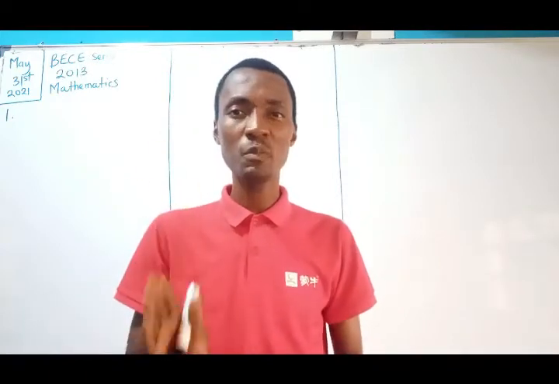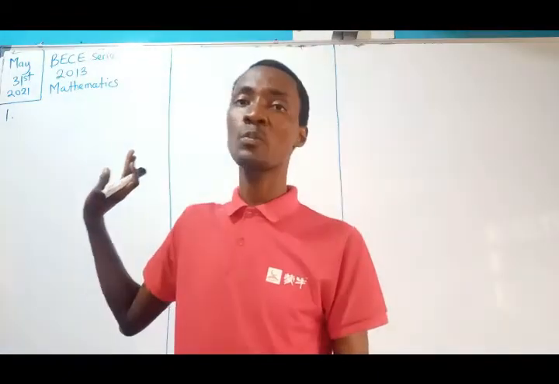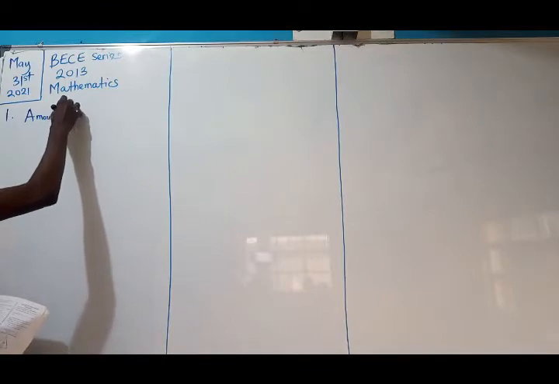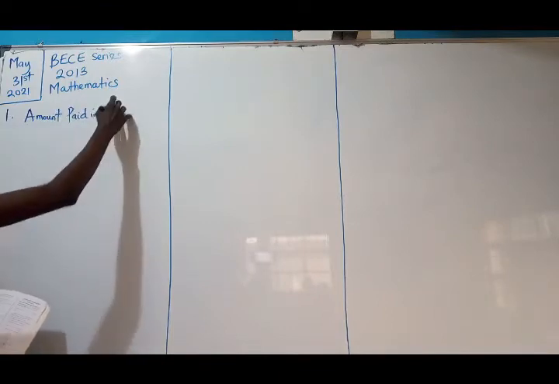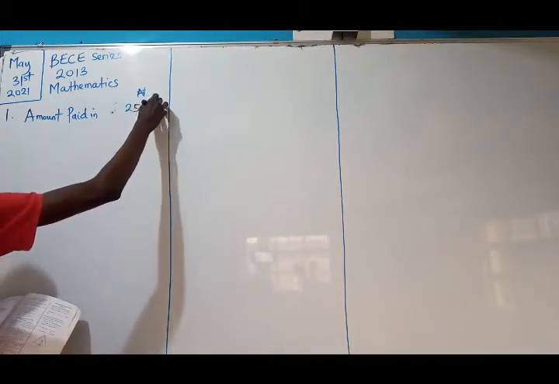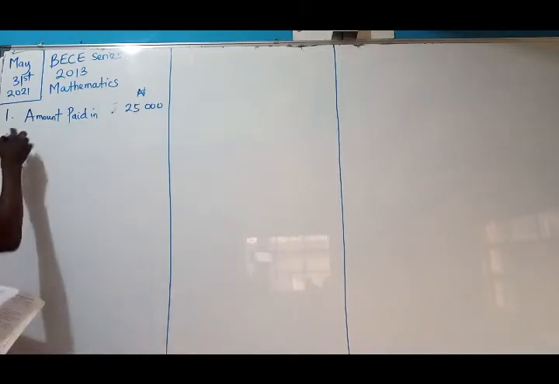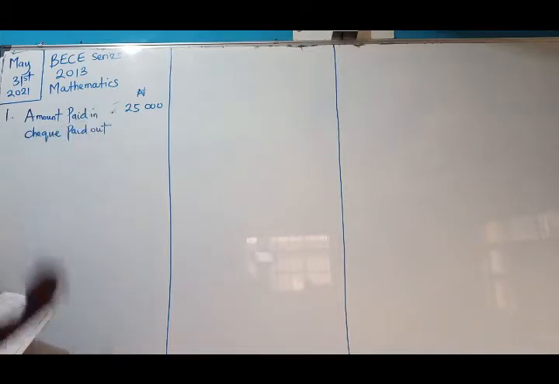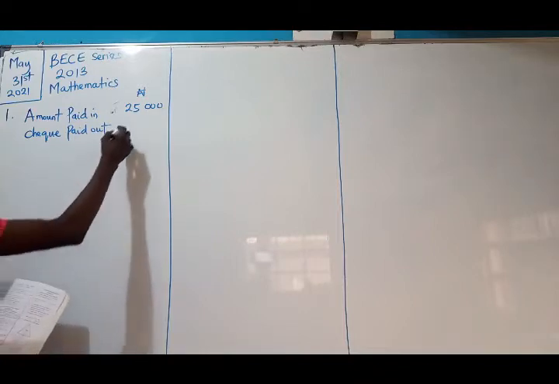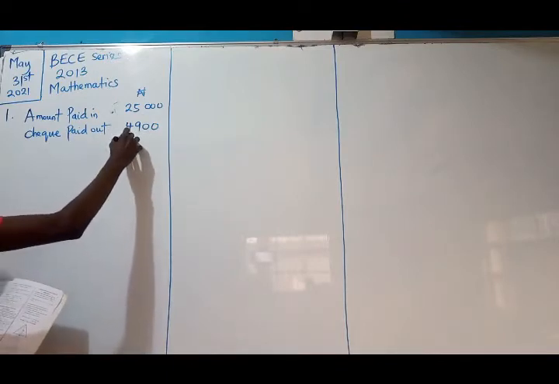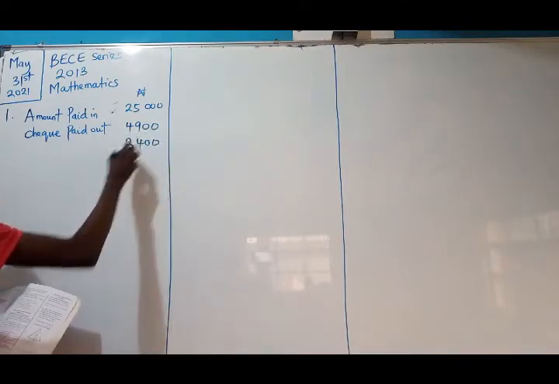So it's a very simple question, and I'm going to take you through a very simple approach for solving it. You will start by saying amount paid in, that will be 25,000 naira. We'll keep the naira sign on top. Then check paid out. The first one was 4,900. Then another one was 3,400. Am I right with that?